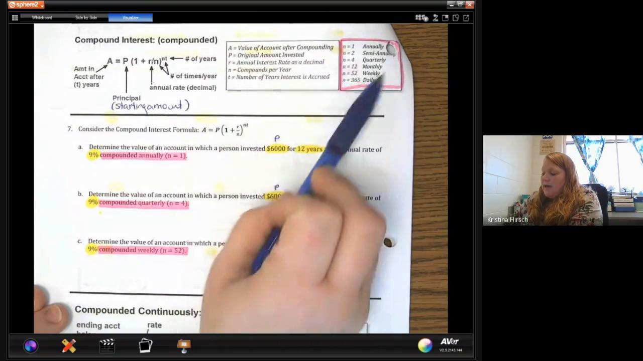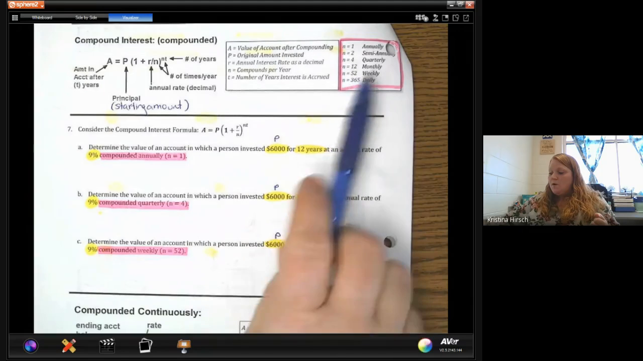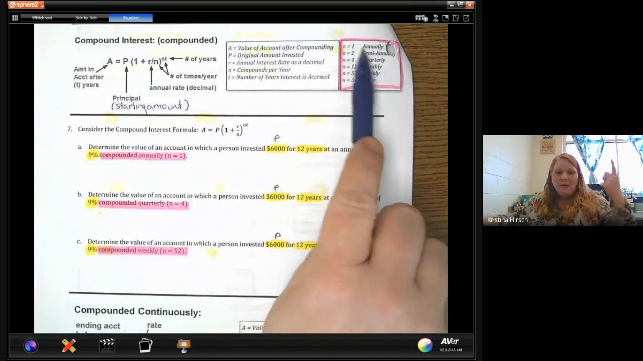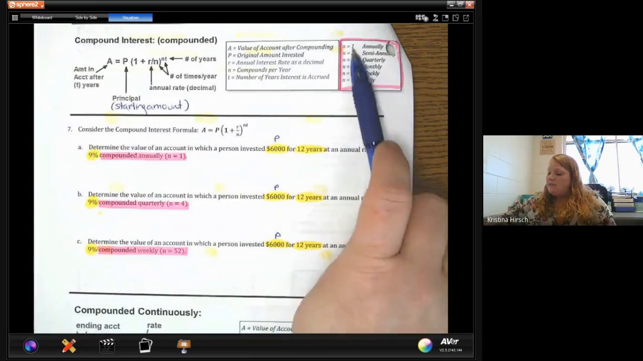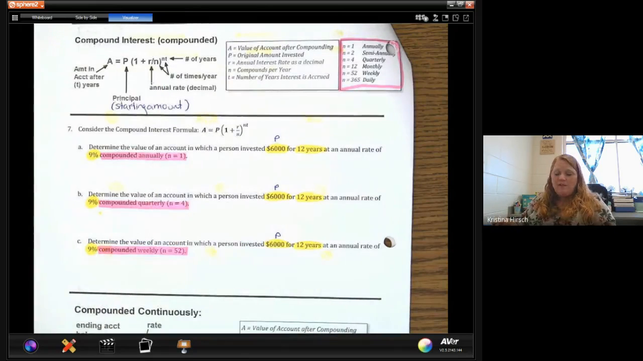N you see in 2 different places. N comes from this chart right here. And N represents how many times does that happen a year? So if it's compounded monthly, how many months are in a year? 12. That's why N is 12. If it's compounded weekly, how many weeks are in a year? 52. That's why N would be 52. Quarterly, 4 quarters. Annually only happens 1 time a year. So that's where these N values are coming from. And then T represents the time, so number of years. So that's where all of those values are coming from.